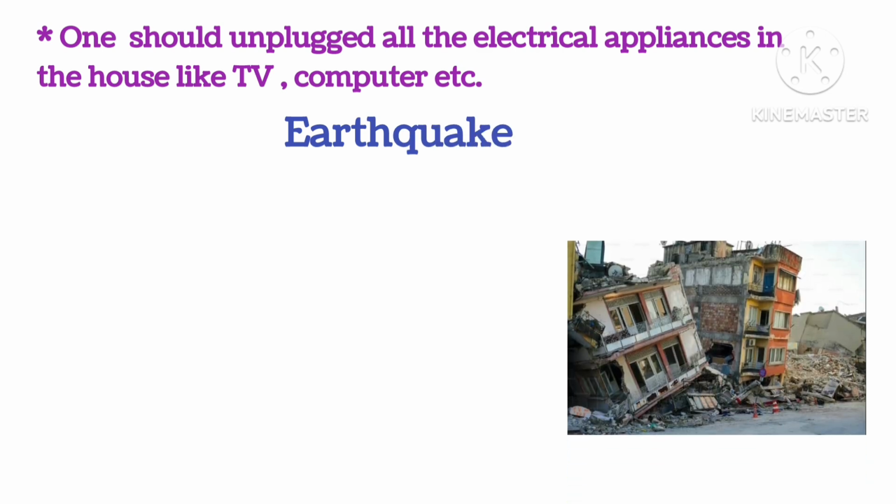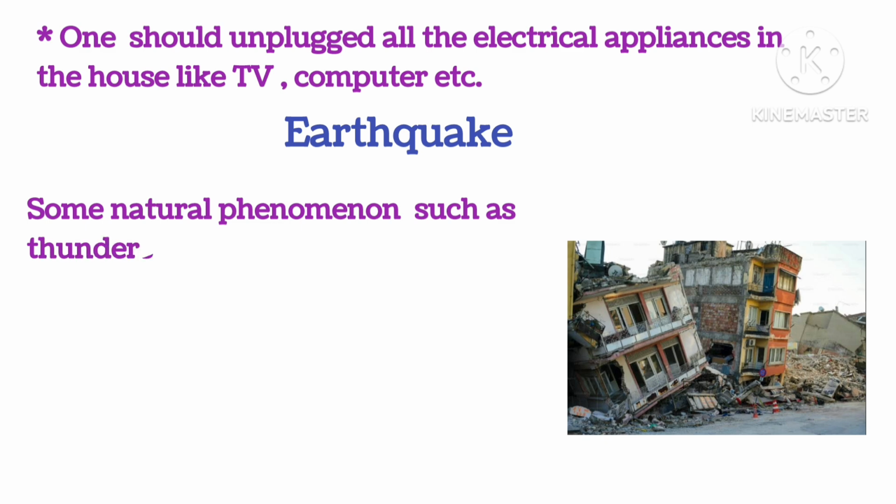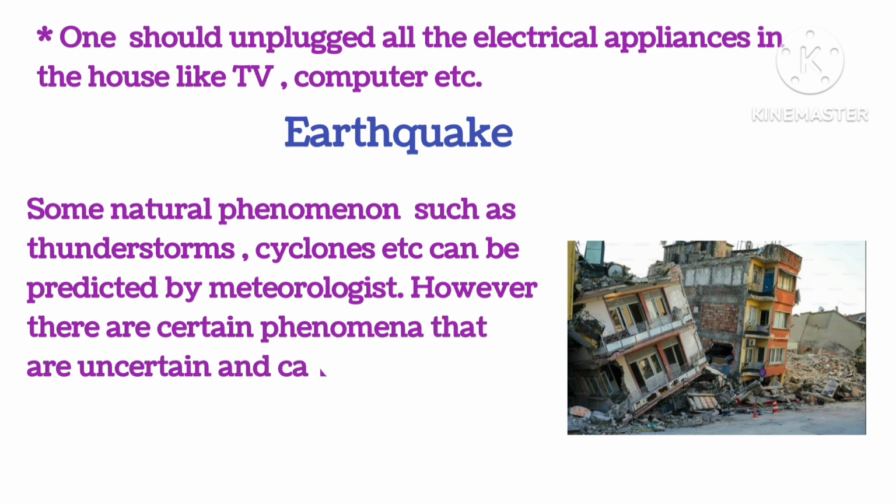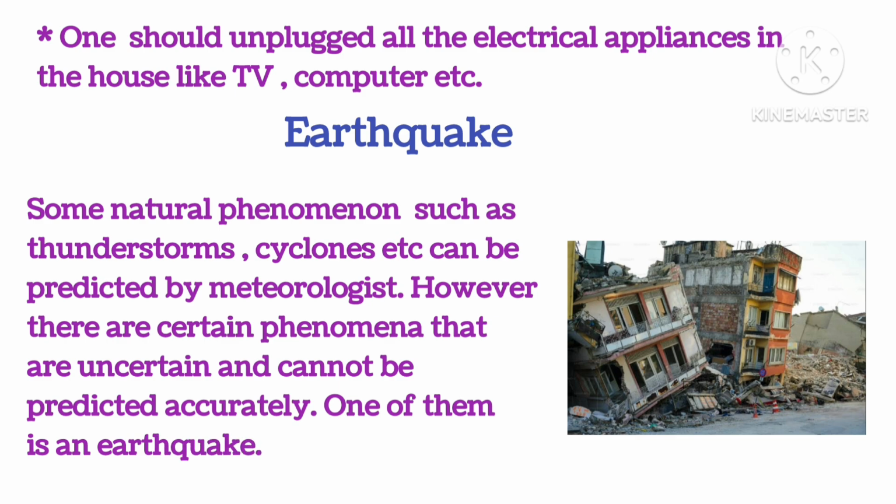Earthquake. Some natural phenomena such as thunderstorms, cyclones, etc. can be predicted by meteorologists. However, there are certain phenomena that are uncertain and cannot be predicted accurately. One of them is earthquake.